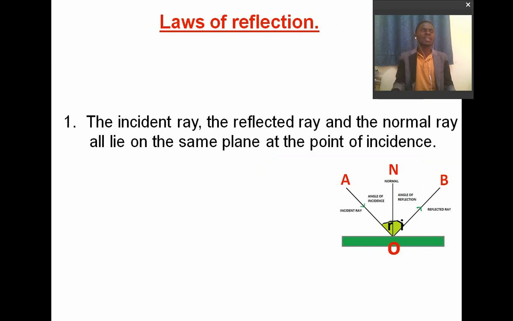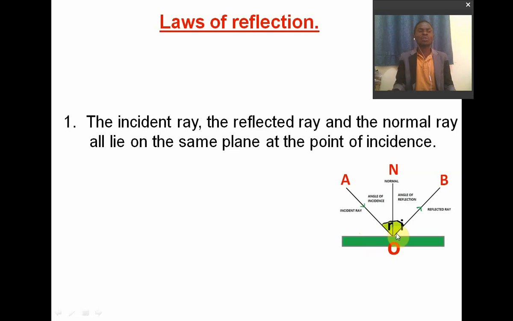We are saying the incident ray, the reflected ray, and the normal ray all lie on the same plane at the point of incidence. Like you can see in this diagram here, we have the incident ray, the normal ray, and the reflected ray. All these three rays lie on the same plane. They lie on this plane here.